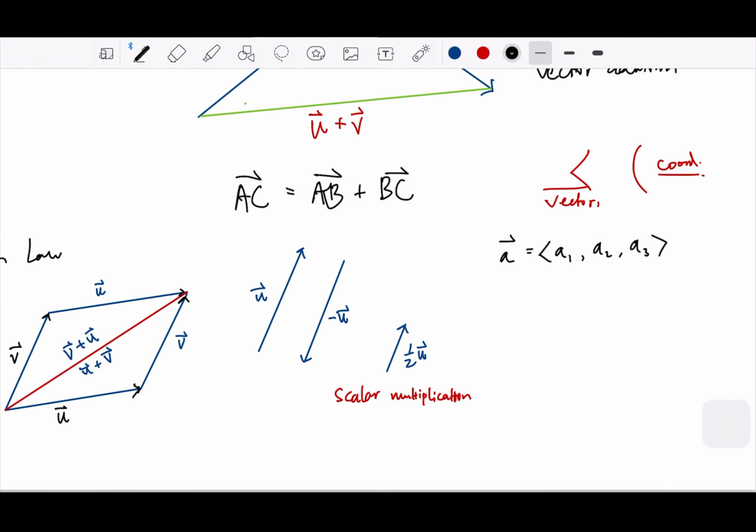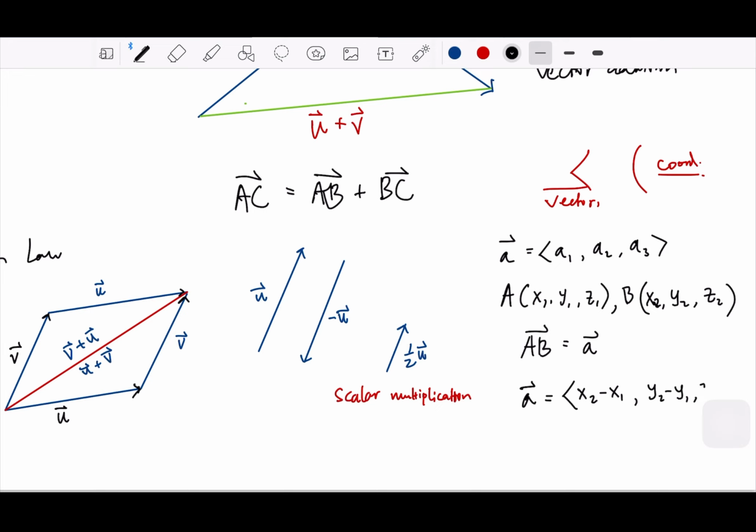And usually, if we have point A, for example, point A, x1, y1, and z1, and we have B, which is x2, y2, and z2. If vector AB is, we can make it into our vector A. Then vector A will be x2 minus x1, y2 minus y1, and z2 minus z1.